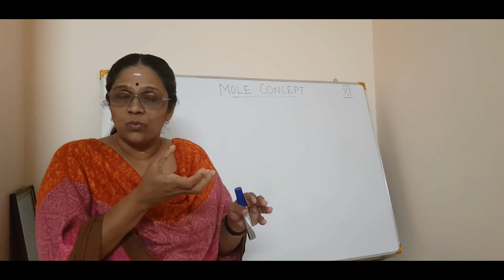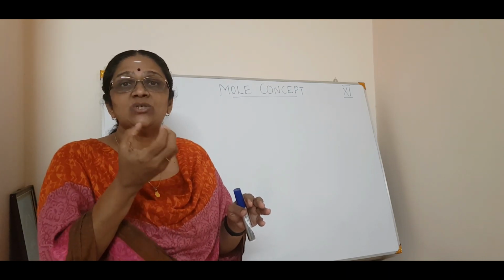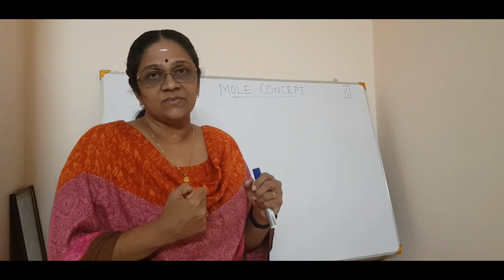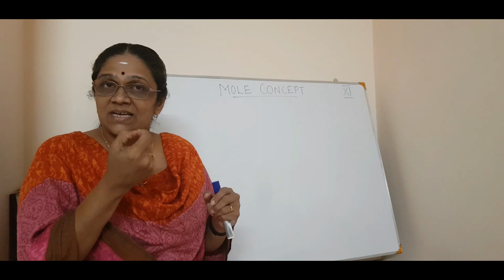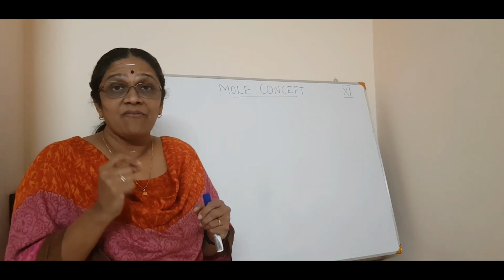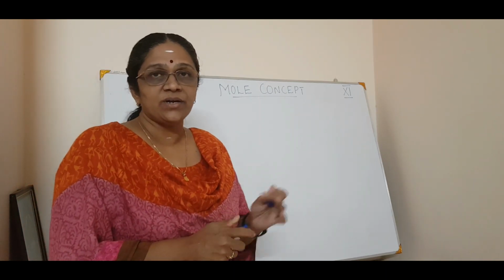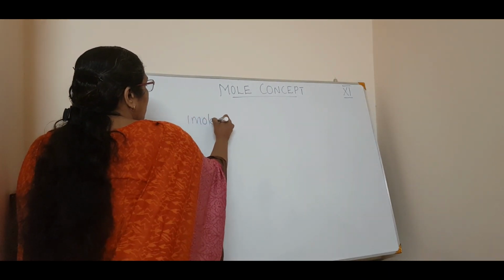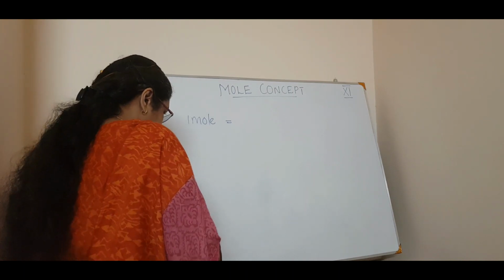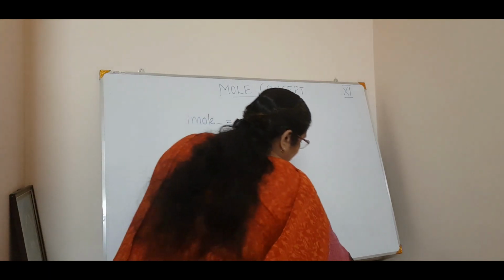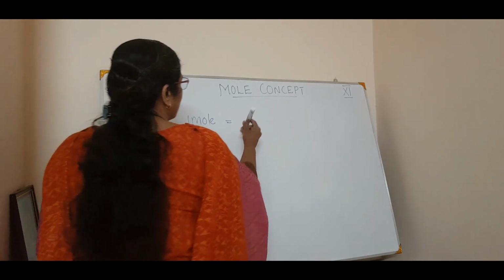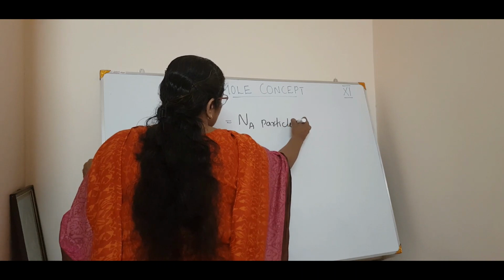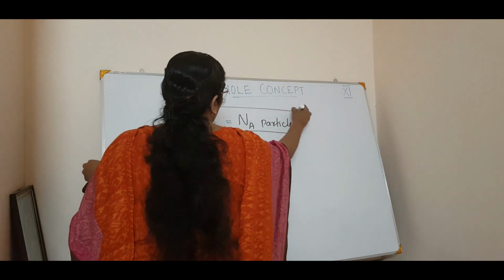That's a quantity. 1 dozen means 12 in number, isn't it? So 1 gross is 144 in number. Okay, so like that it is a number, and what is that number? It is nothing but the Avogadro number. So you got it? So I can simply write 1 mole is equal to Avogadro number of particles. 1 mole is equal to Avogadro number of particles, correct?